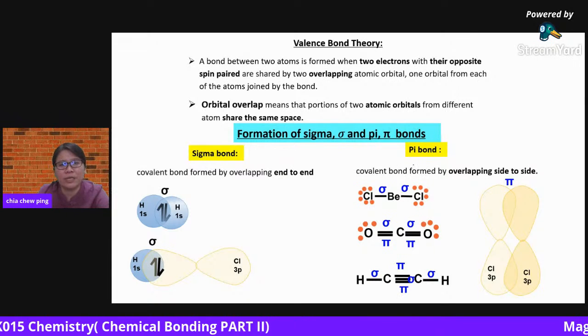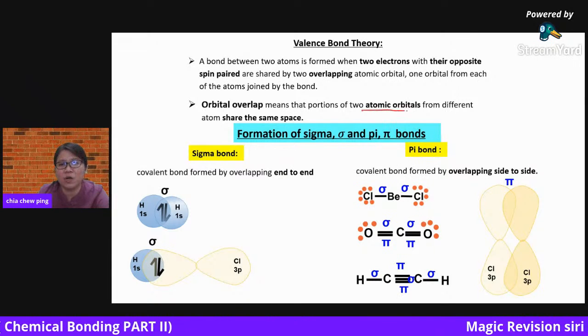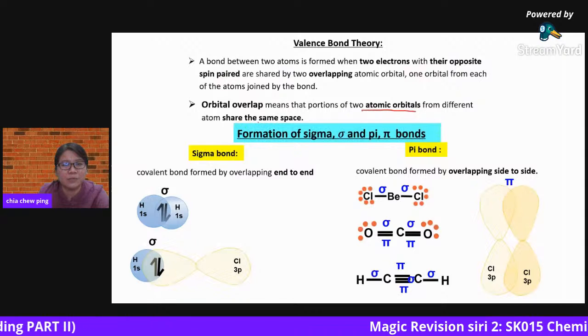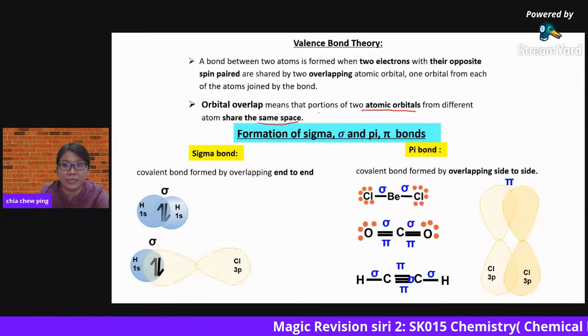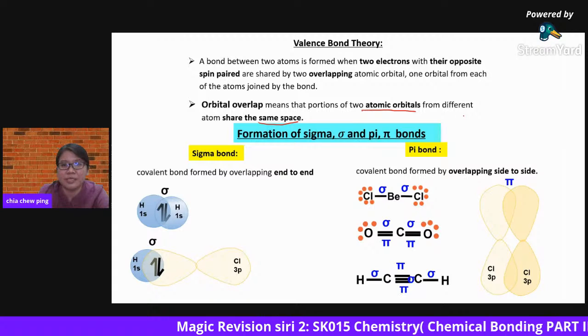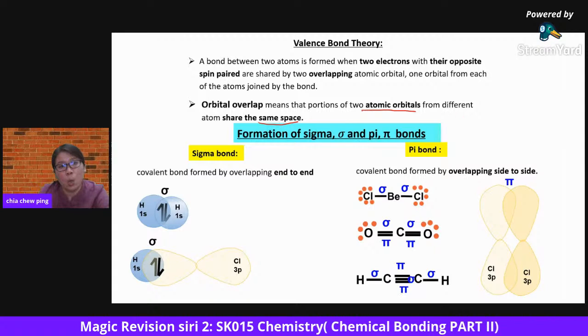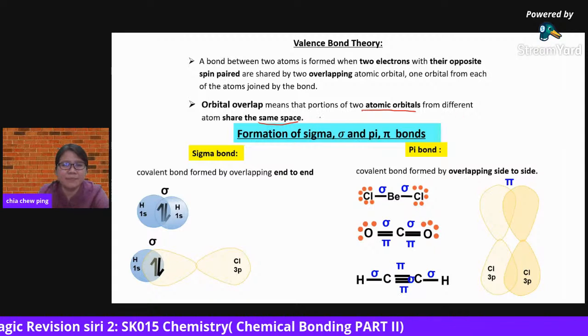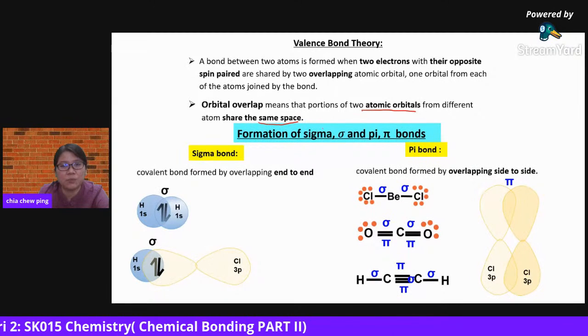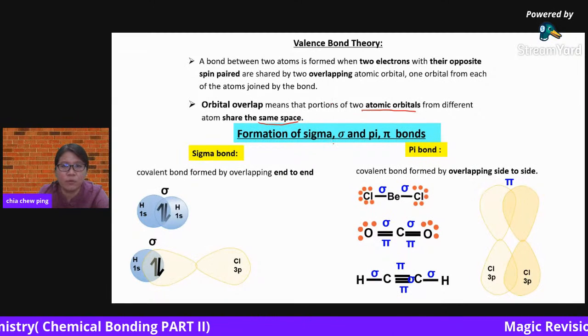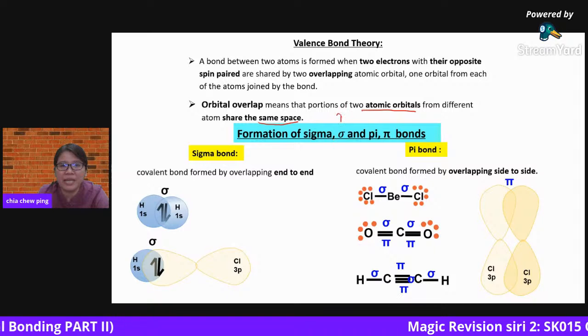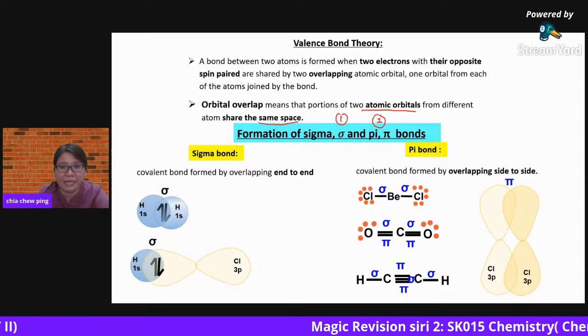So orbital overlapping is when two atomic orbitals from different atoms share the same space. Okay, so meaning they overlap. Now when they share the same space, they will form two types of bond. One is a sigma bond, and another one is a pi bond.